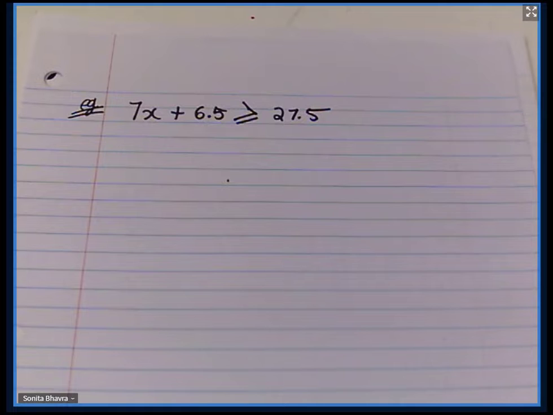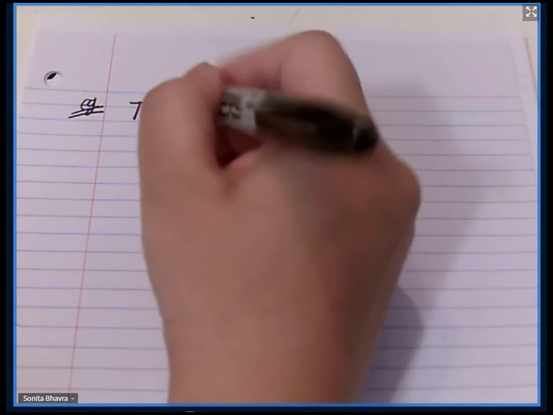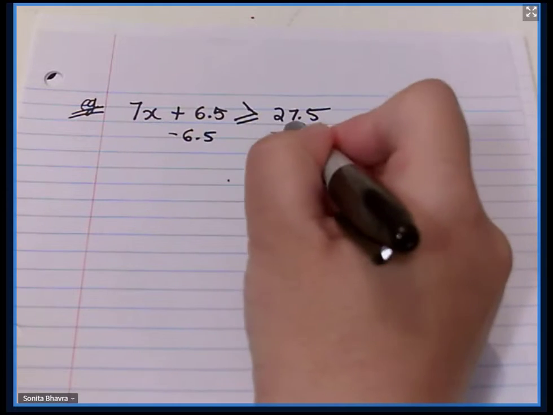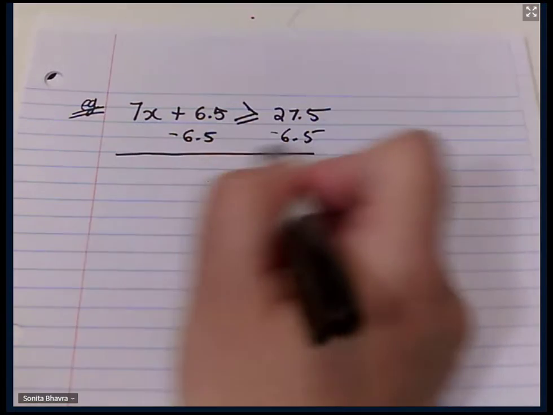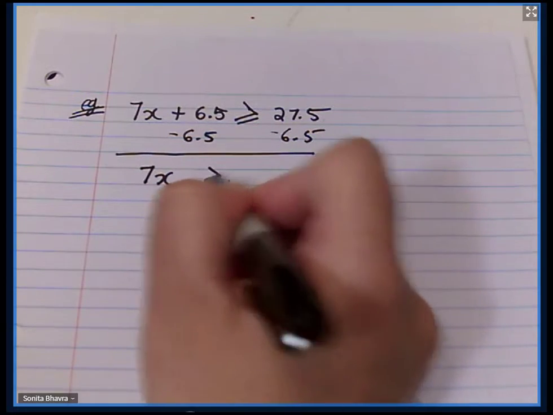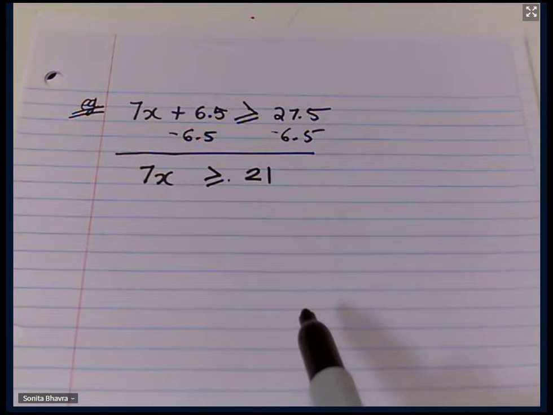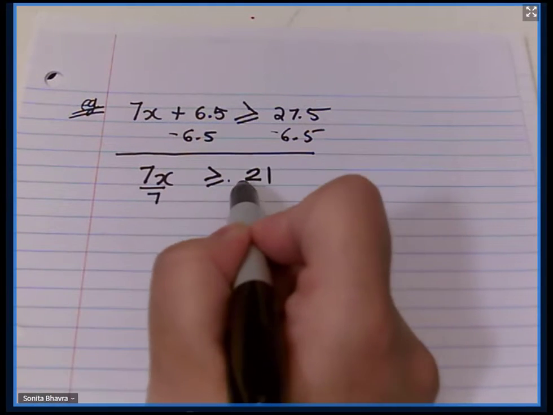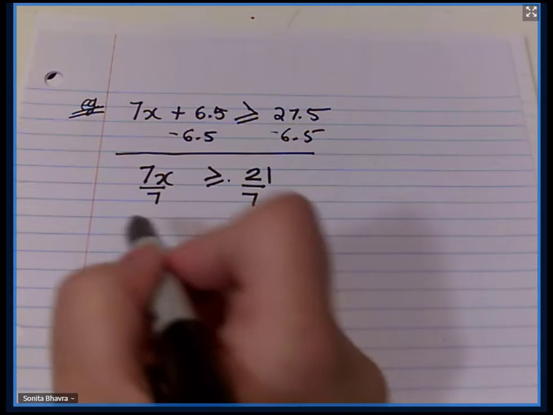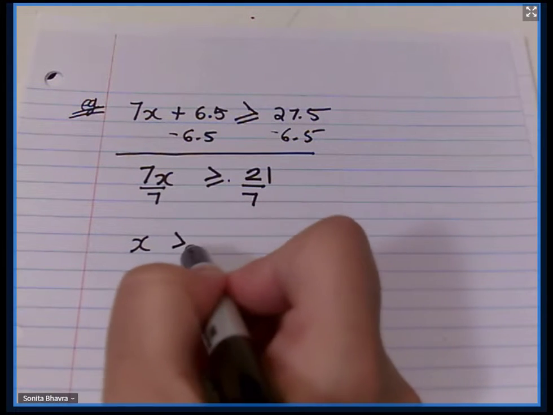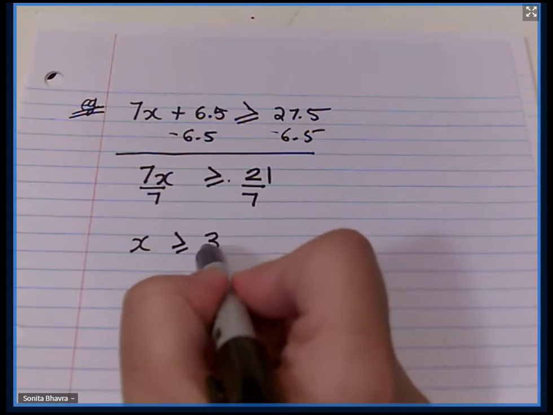All right, our next example is 7x plus 6.5 is greater than or equal to 27.5. The procedure is the same. We're going to solve for x, so subtract 6.5 from both sides. That leaves us with 7x is greater than or equal to 21. The last step is dividing by 7 on both sides. So we're left with x is greater than or equal to 3.